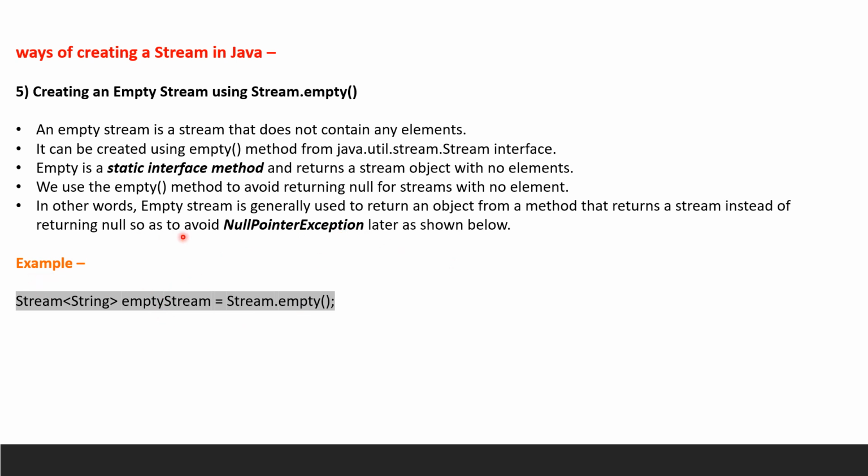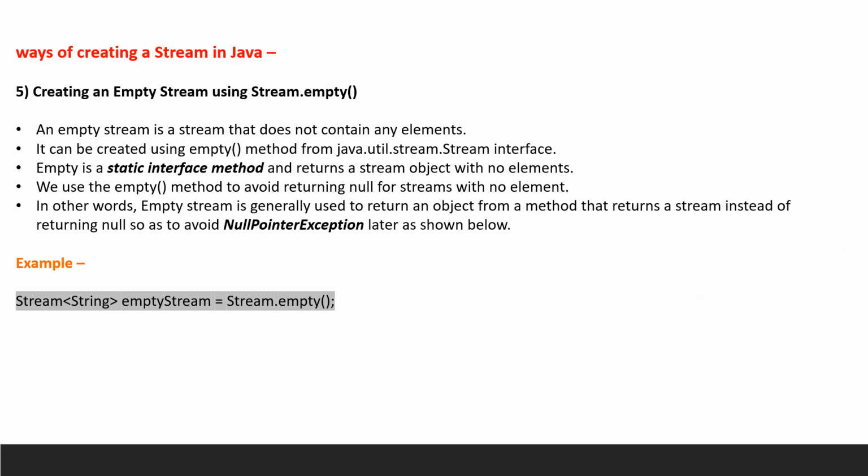For example, how are we going to create that? It is simple. Stream of String, if we are using the data type String, we can declare String, otherwise Integer, whatever it may be. So emptyStream equals just whatever stream we are getting, we just have to call the empty method over here. The empty method is basically used in order to avoid the null pointer exception. Instead of getting the null pointer exception, we can return a stream with no element.